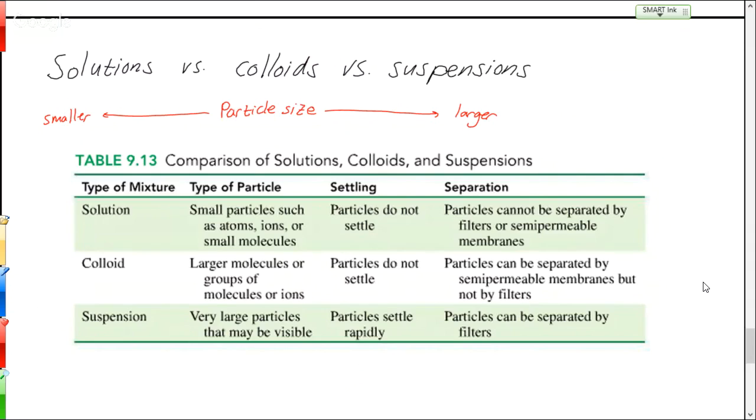So that's a solution. On the other side, we'll skip the middle one for now, the suspension, we've got these particles that are so big, you may actually see them. If you let it sit, they'll settle right down to the bottom. And so you can filter that. If you take filter paper, like a coffee filter, you pour it through, the particles stay on the filter, and the rest of it comes through.